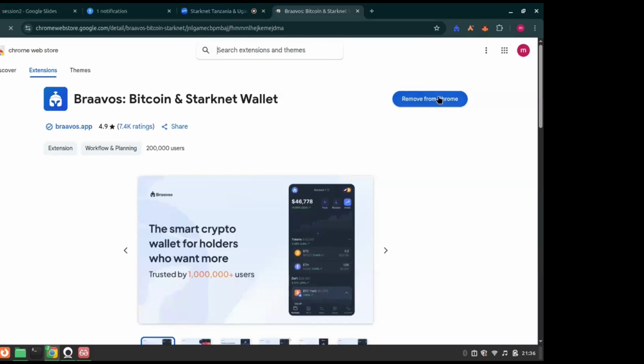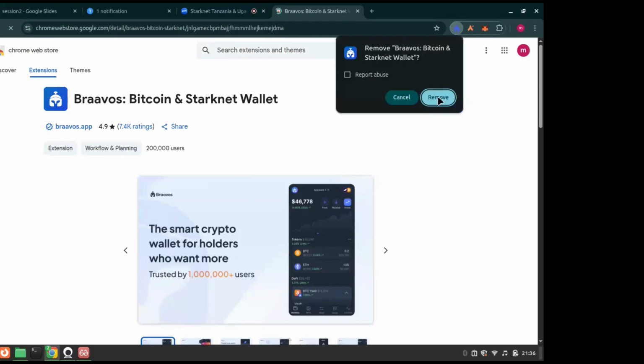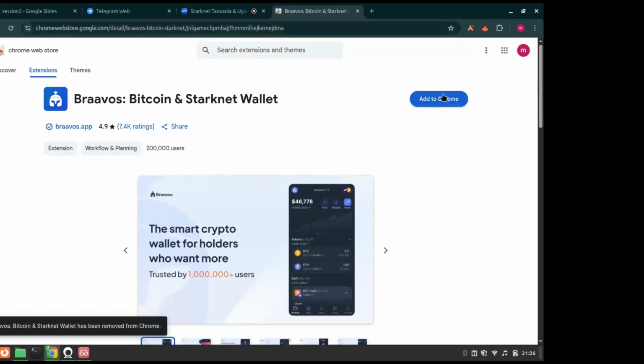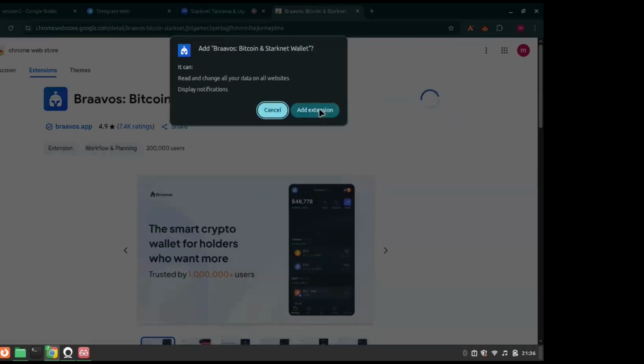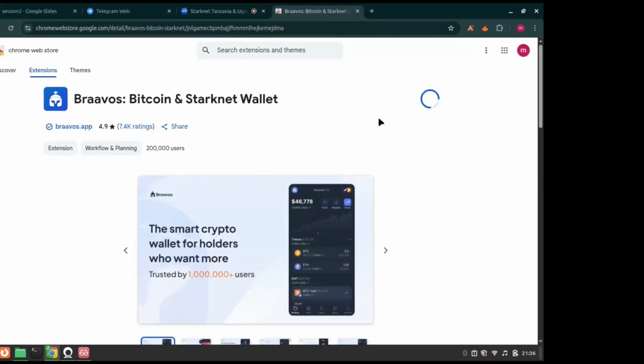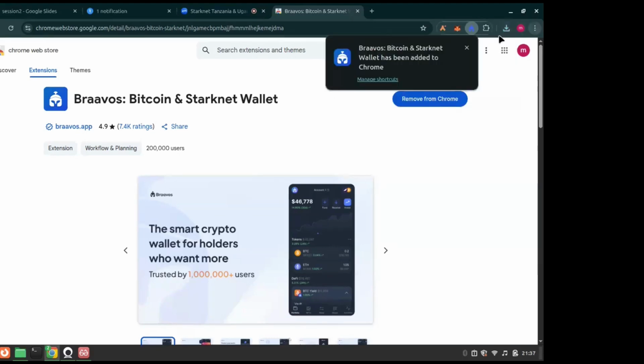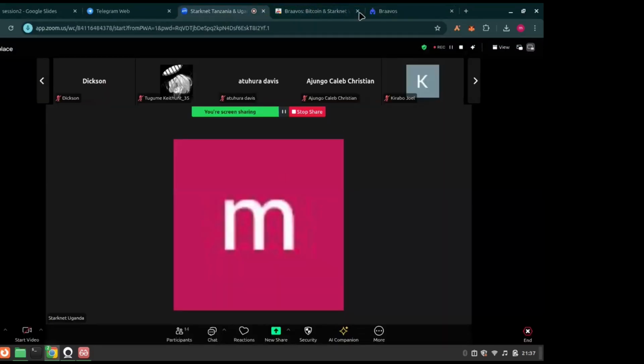Okay, let me remove from Chrome and then we follow it properly. So I'll say here add to Chrome, and then it tells me add extension. So maybe you can now follow along properly. Now it's installing. It has finished installing. Now that it has finished, it's saying Bitcoin and Starknet wallet has been added to Chrome. So it opens. Now I have to configure. I don't know whether you guys are following properly. So now I have to configure it.